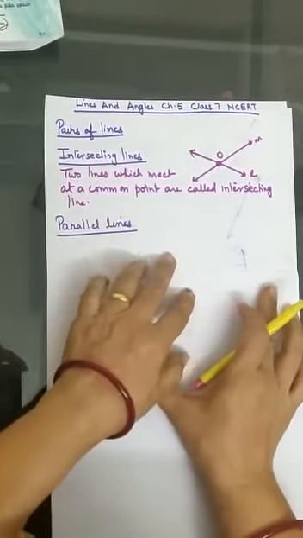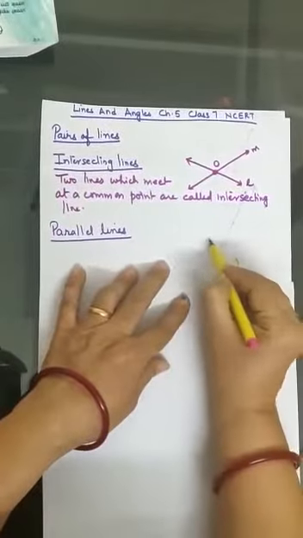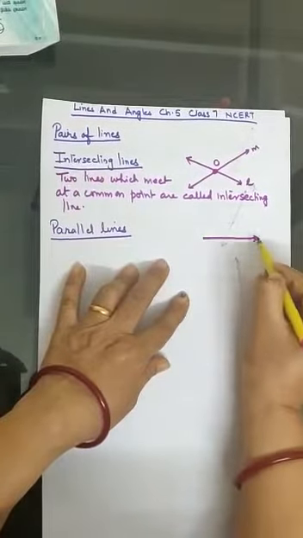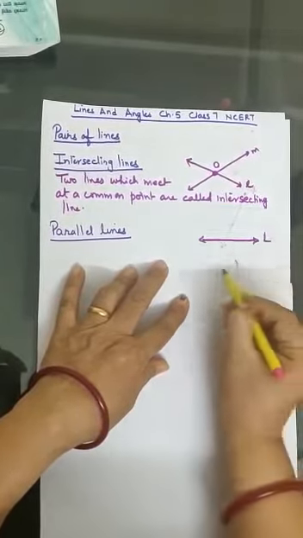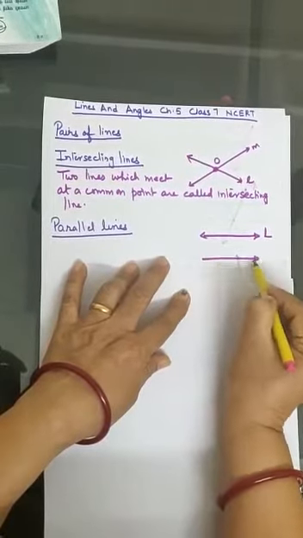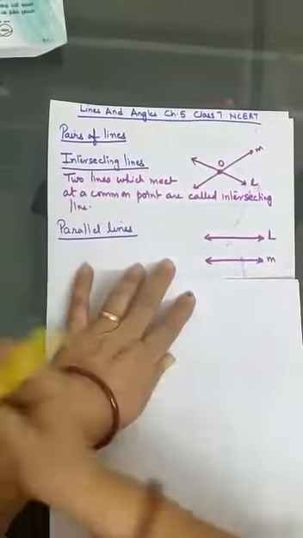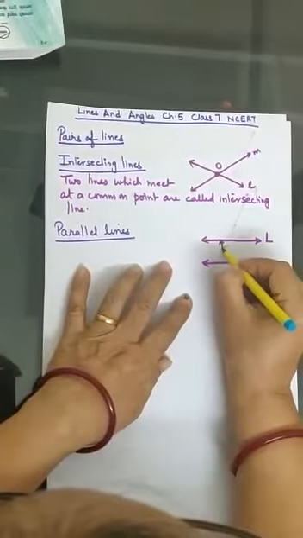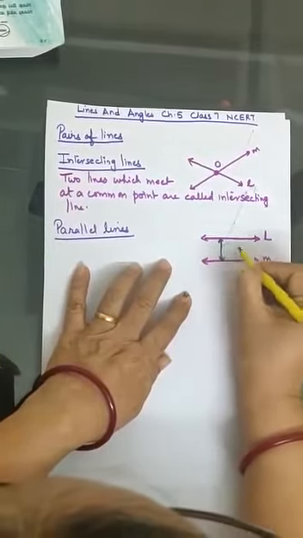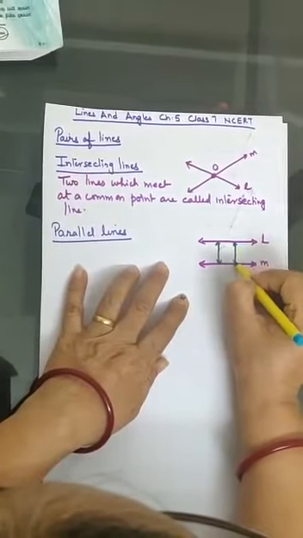How do we define parallel lines? I will draw two lines. This is line L and this is line M. These two lines are drawn in such a way that this distance, vertical distance between the two lines is same.